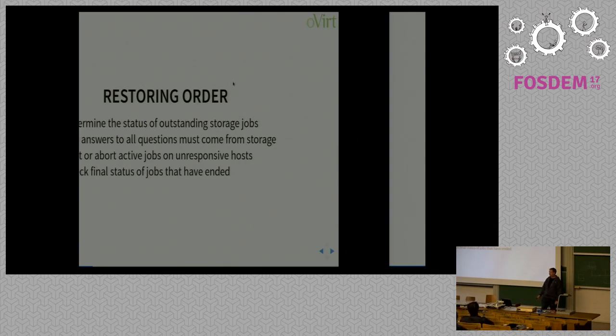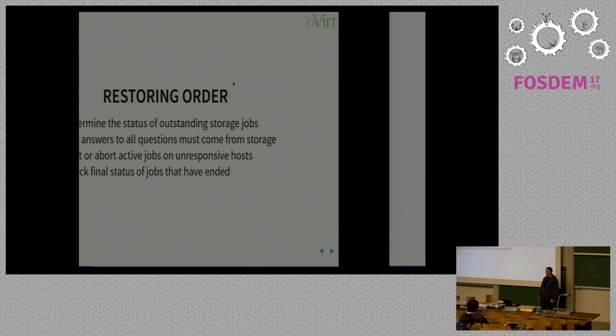Basically what we can distill this down to is figure out all of the outstanding jobs that we're running across the affected hosts in the system, and we need to figure out what's happened to them. And you have to use storage to do this. Storage is really the point of record. As I like to say, if it's not on storage, it never happened, regardless of what you tell me. So this is our endpoint. We'll use the storage to tell us what happened.